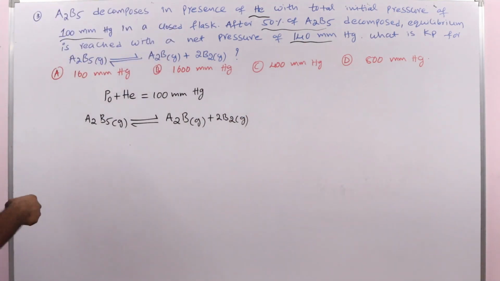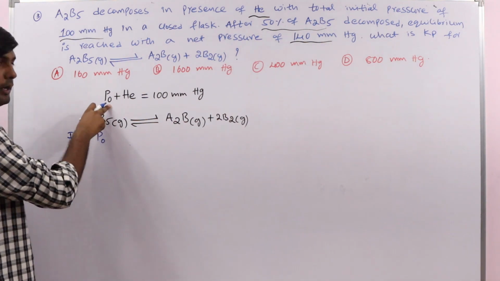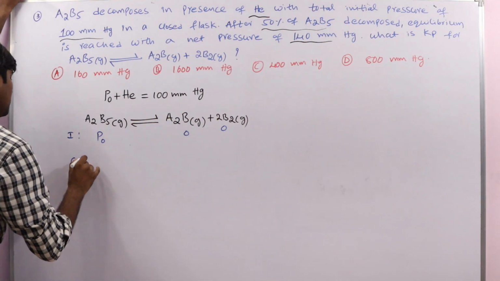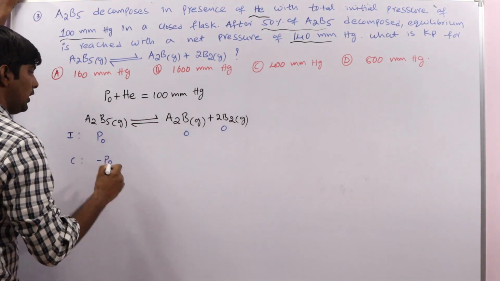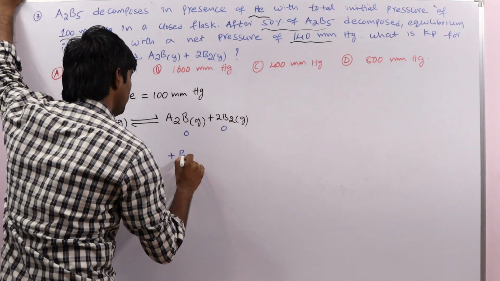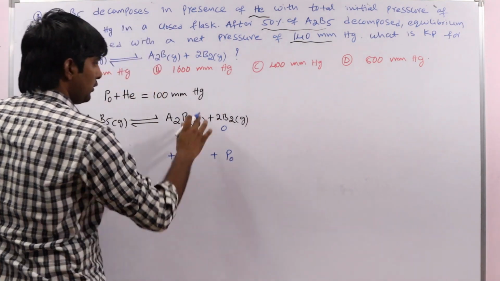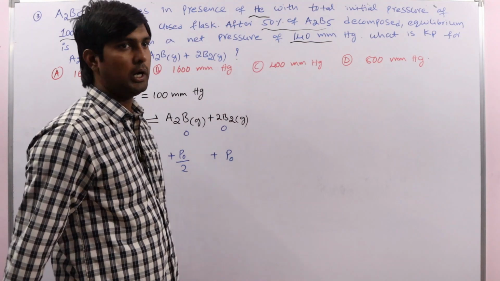Here, initially we are assuming it as P naught. These two are not formed yet. The change is 50%, which means P naught by 2. So here plus P naught by 2, plus P naught, since 2 P naught by 2 means the 2 gets cancelled. So here we have P naught.